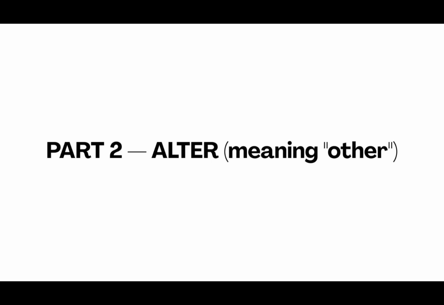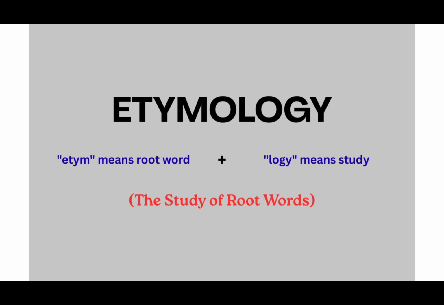And before we jump in, let's quickly understand something important. In this book, vocabulary is studied through etymology. Now, what is etymology? Break the word itself. Etym means root word and logy means to study. So, etymology simply means the study of root words. And once you understand the root, you can unlock the meaning of 10 different words just from one root. That's the real power of this book.